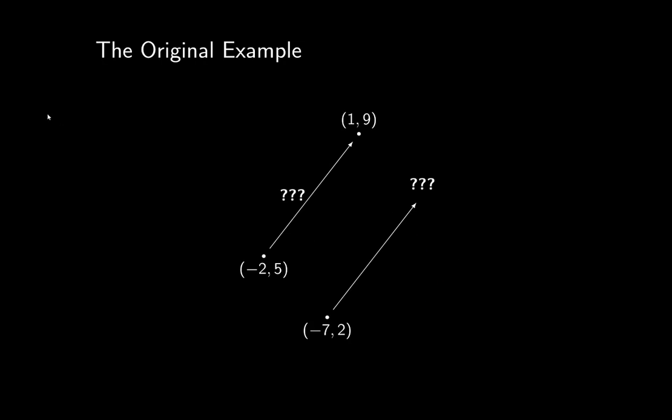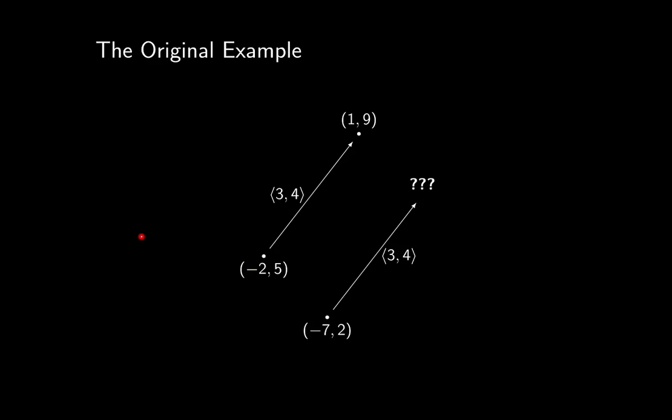On the goal side, we gave our example problem that we now solve. First, we are given a point translated from -2, 5 to 1, 9. The x-coordinate increases by 3 while the y-coordinate increases by 4. Therefore, the translation vector is 3, 4.